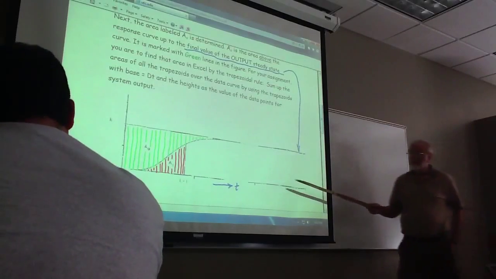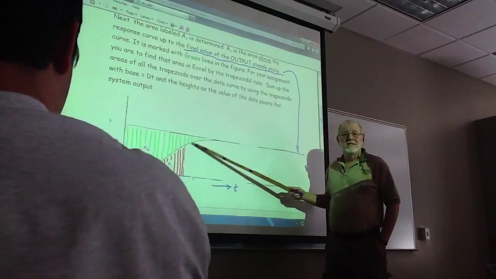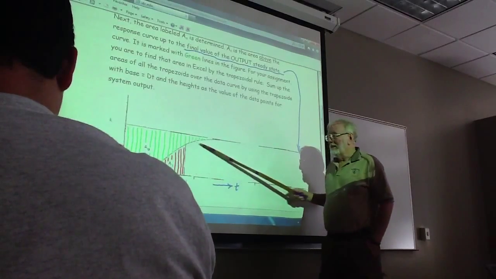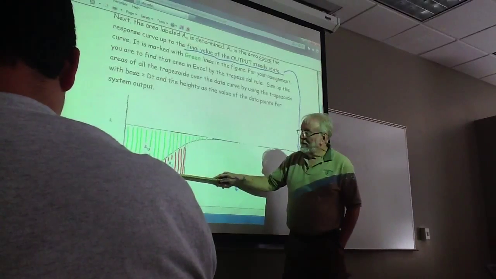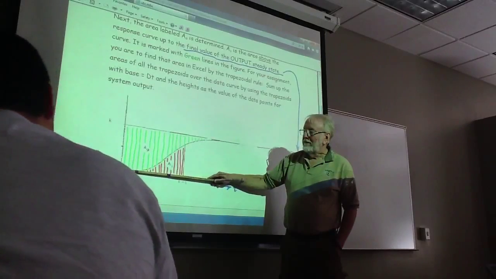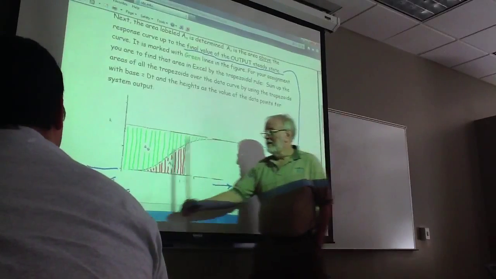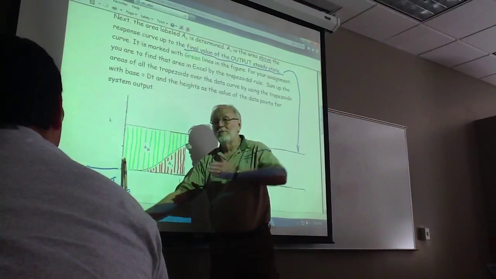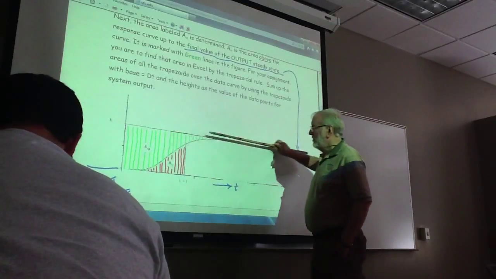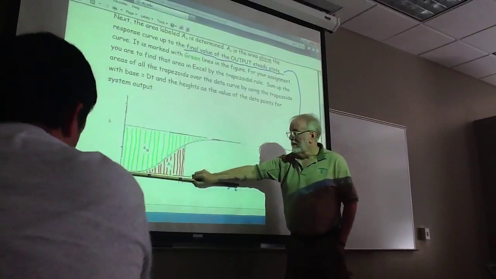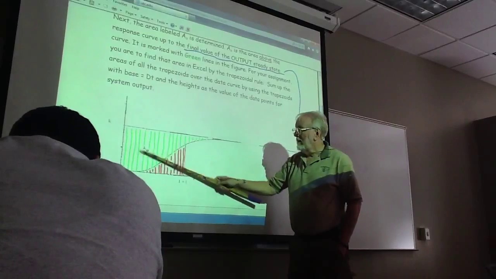Here's a sample ideal response curve, approximately. This is not zero on your graph, it is your output baseline. And this is not zero in time, but it is where your step occurs. This is the final steady state value, and this is the initial steady state value. You draw those lines, and you calculate the area in here.